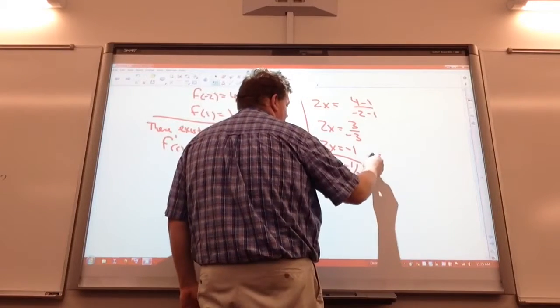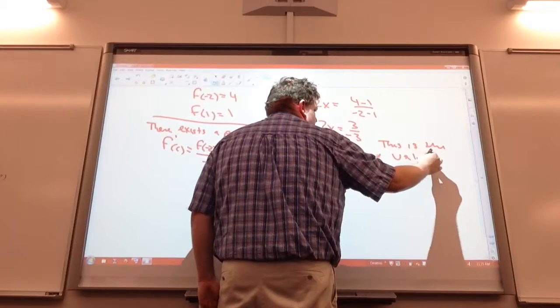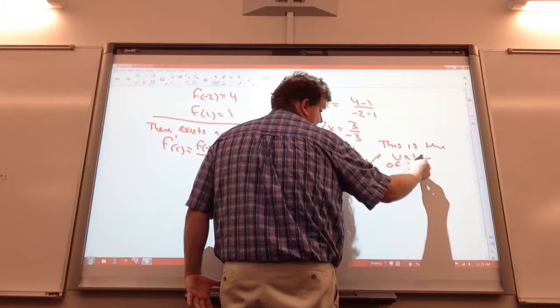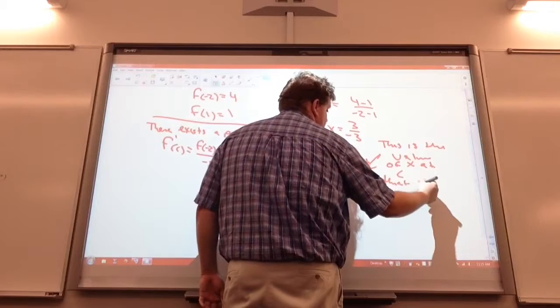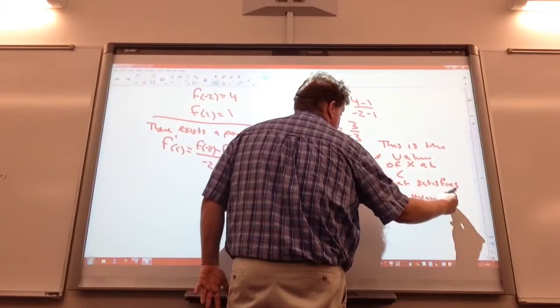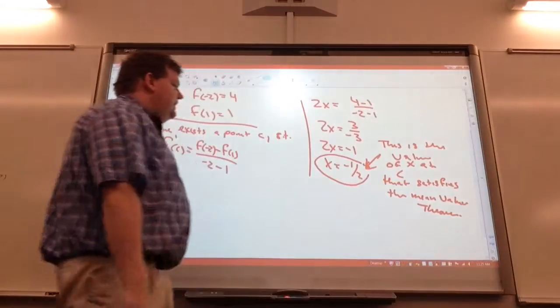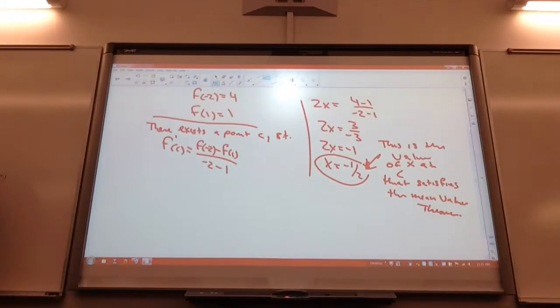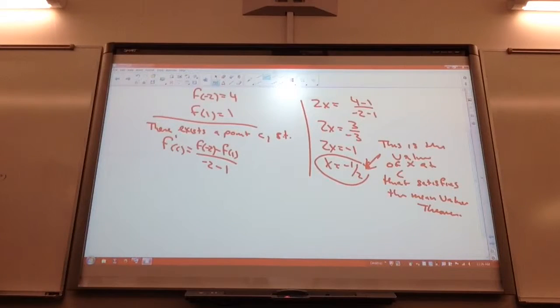This is the value of x at c that satisfies the mean value theorem. So basically, the derivative at -1/2 is the same as the slope of the secant line between -2 and 1. That's what the mean value theorem says.